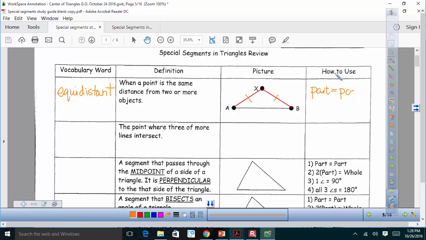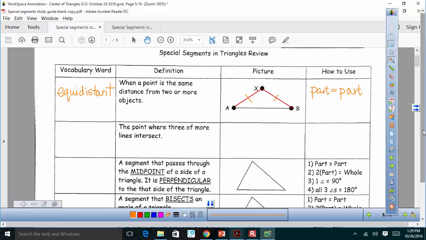Why would 2 times part equals whole not apply? How about because these are 2 different sides of the triangle. So we can't find a whole side of a triangle of 2 different sides of a triangle. Okay, so it's just part equals part.